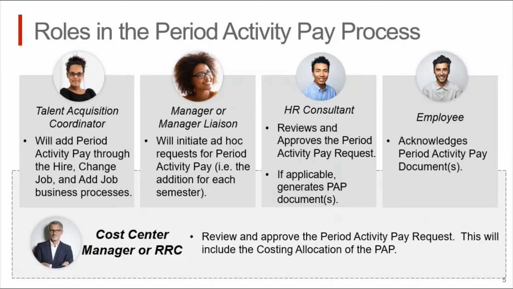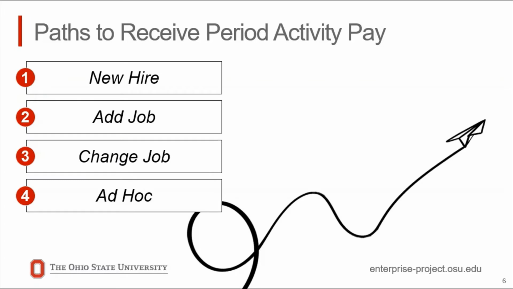The HRC will review and approve the requests, as well as generate the period activity pay documents that the employee will have to acknowledge. The HRCs will also need to support managers if their period activity pay requests need to be updated or additional information is required. As the Cost Center Manager or RRC, you will also be approving period activity pay requests, which will include the costing allocation.